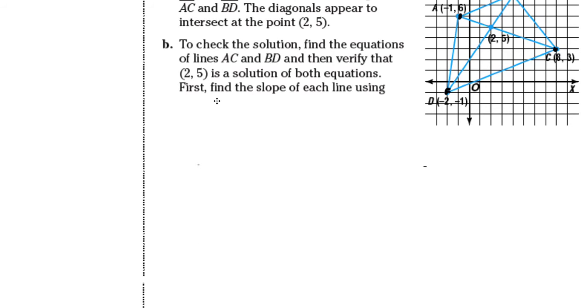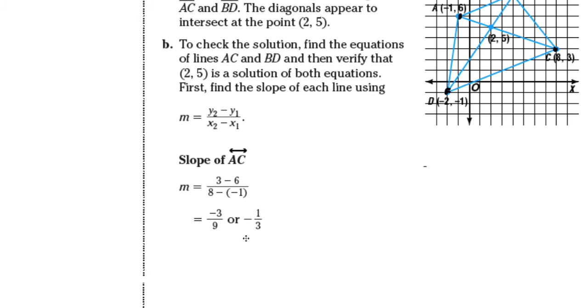And we remember how to find the equation of a line, after of course finding the slope. So first things first, we need to find the slope: y sub 2 minus y sub 1 all over x sub 2 minus x sub 1. Let's find the slope of line AC. Line AC is right here. That means you have the points (-1, 6) and (8, 3) to consider. So we use the formula for slope: m equals 3 minus 6 all over 8 minus negative 1. And we end up with a slope for AC of negative 1/3.